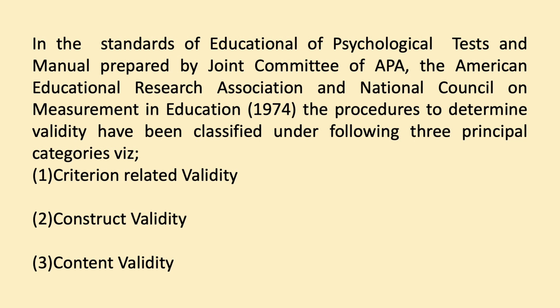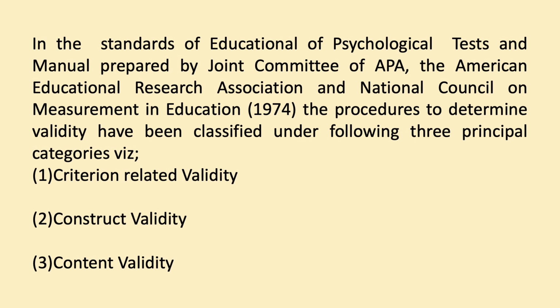The second organization was the American Educational Research Association, and the third was the National Council on Measurement in Education. So three organizations met together, in 1974. That was 1952, only APA. Now, it is the crux of the three organizations.